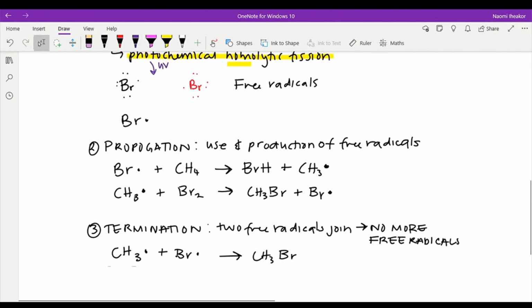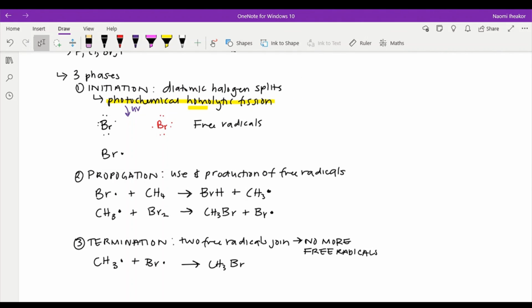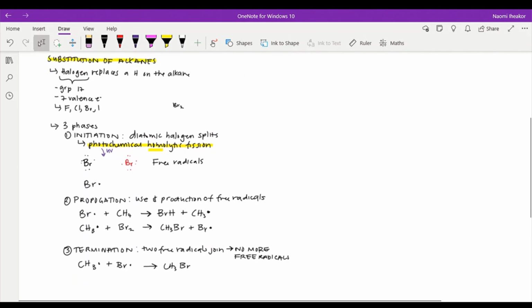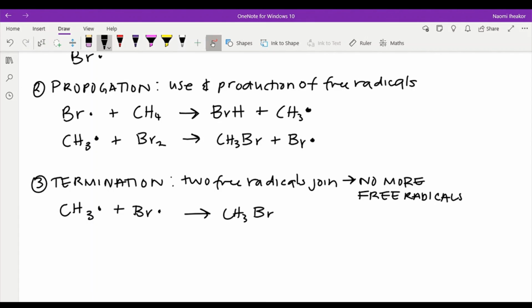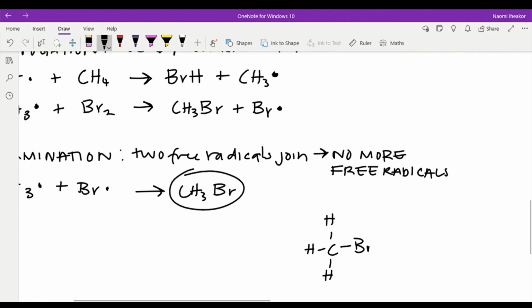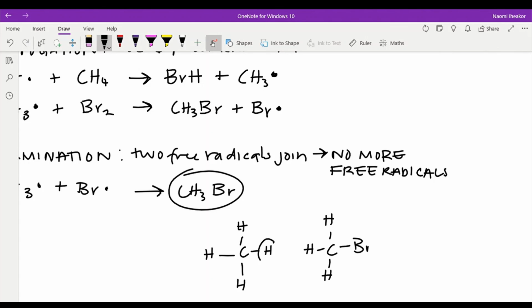If we come back out, we need to just remember and look at the bigger picture that we're looking at the substitution of alkanes. Now, if we draw out this final product that we have from our termination phase, we've got CH3 and then Br. But what we started with was CH4. And so we can see here we've had a substitution of our hydrogen for a halogen.